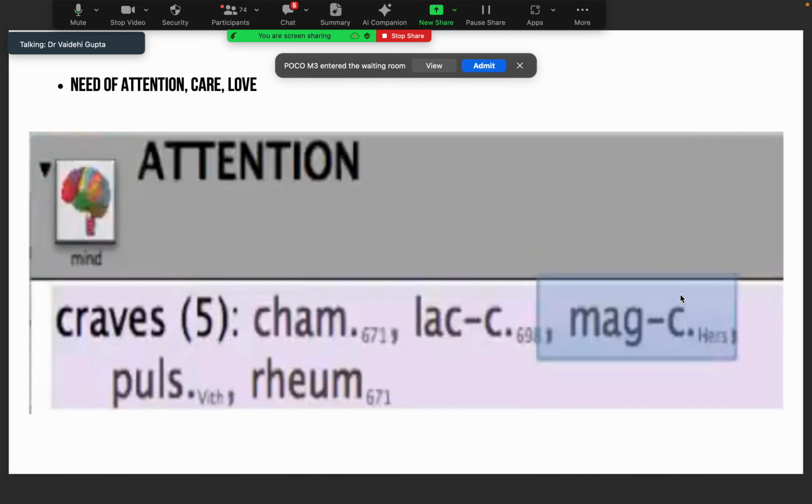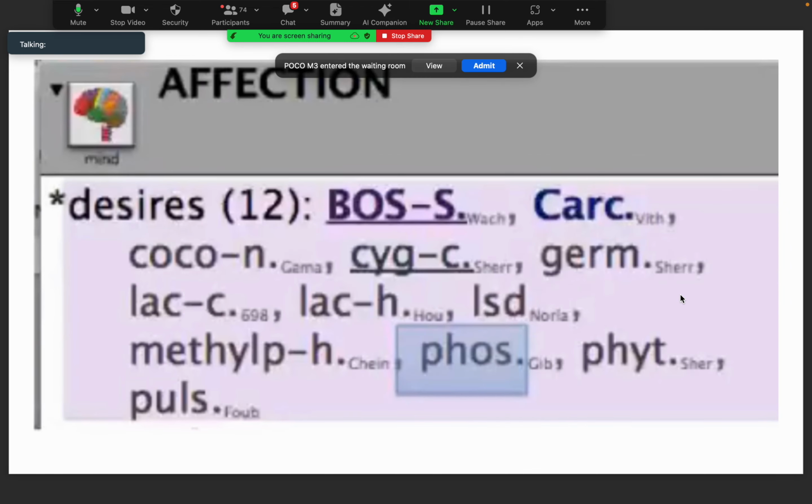Rubric, need of attention, care, love, so craves attention. Medicine is Magnesium. Affection, desires, medicine is Phosphorus, from the same row.